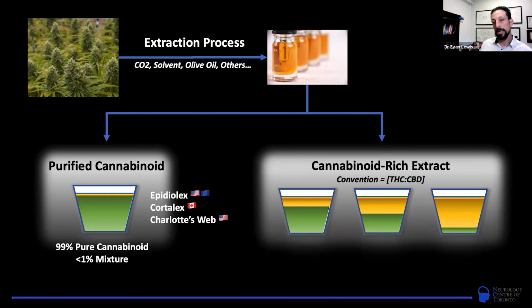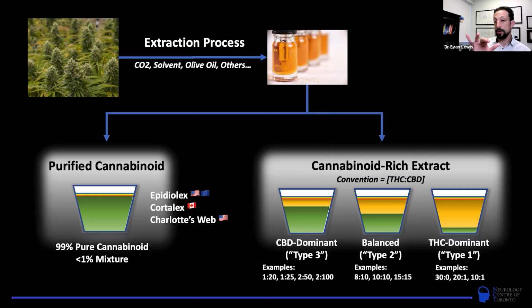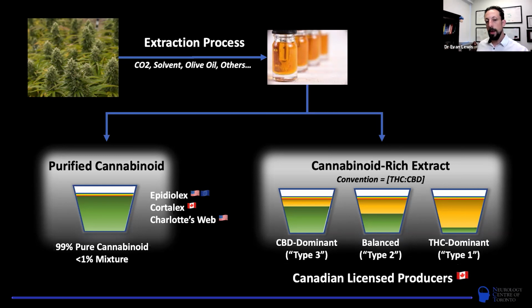These are preparations that have variation in their composition, as you can see there. We can have a type 3 oil, which is a CBD dominant oil, mainly CBD, but still has some THC and the other stuff. Examples are 1 to 20s, 1 to 25s, where the convention is THC first, CBD second. You can have a balanced oil, like a type 2. You can have a type 1, a THC dominant oil, which has the ratio reversed because the THC is first. So you can have a variety of these, and these are called cannabinoid rich extracts. All of these come from plants. They just vary in their composition. And in Canada, we mainly have these types of oils, as well as the ones on the other side, as I showed you. So that's really important to understand.